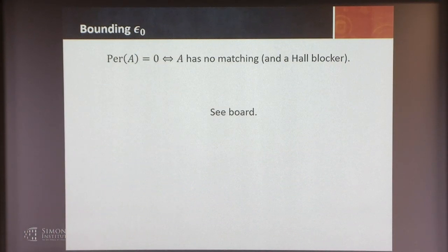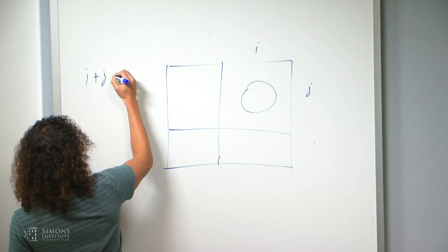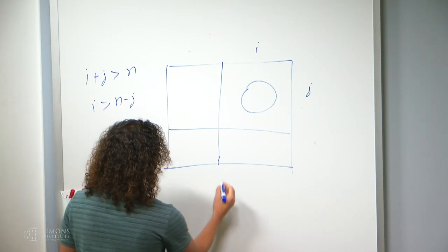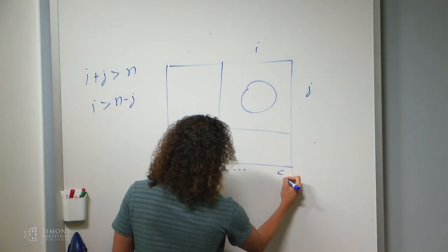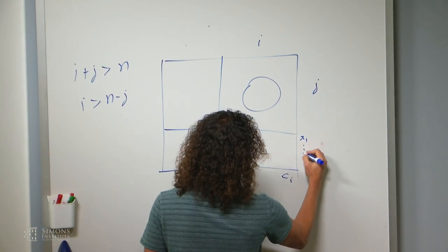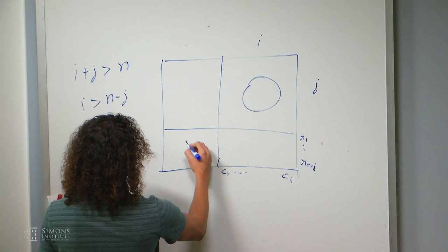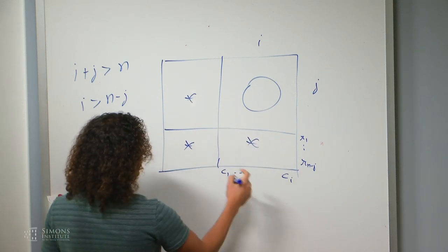Since we talked so much about hard things in the previous talk, let's just see a simple thing. If my matrix A has a big block of zeros, where this dimension is I and this dimension is j, then I plus j is bigger than n, which means that I is bigger than n minus j. Now, let's name these columns C1 up to Ci, and these rows R1 up to Rn minus j.